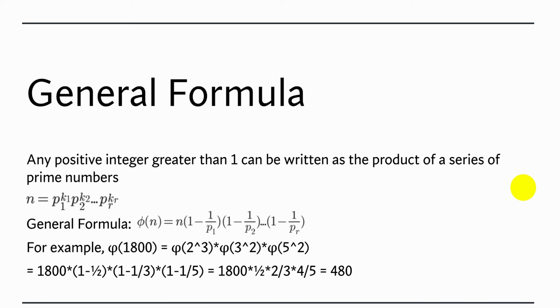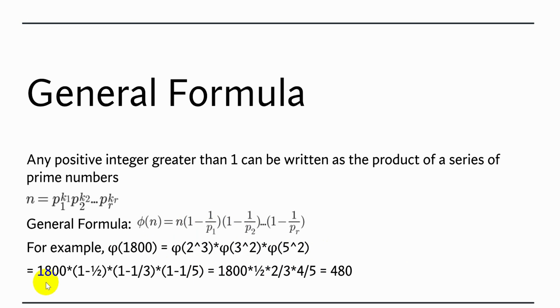For example, phi(1800) equals phi(2^3) times phi(3^2) times phi(5^2). We got all of these numbers by prime factorizing 1800. So 1800 equals 2^3 times 3^2 times 5^2. We took all of those and put them into separate phi's. After we do that, we can use the general formula.